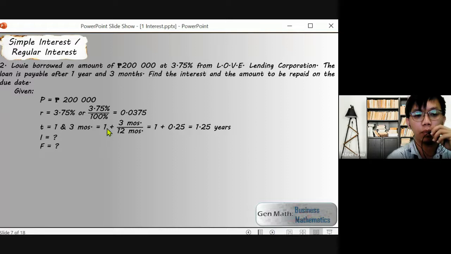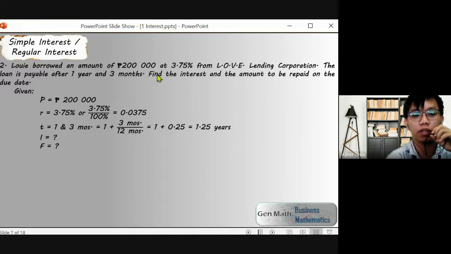So, 1 year plus 3 months divided by 12 months. So, just copy 1 here, 1 year plus how many? We're going to have here 3 divided by 12, that is 0.25. So just add that one, that will be 1 plus 0.25 will be 1.25 years. So ang equivalent ng 3 months in years is 0.25 years. Then we are just going to add that to the given 1 year. So that will be 1.25 years. Okay, so that will be the length of time.